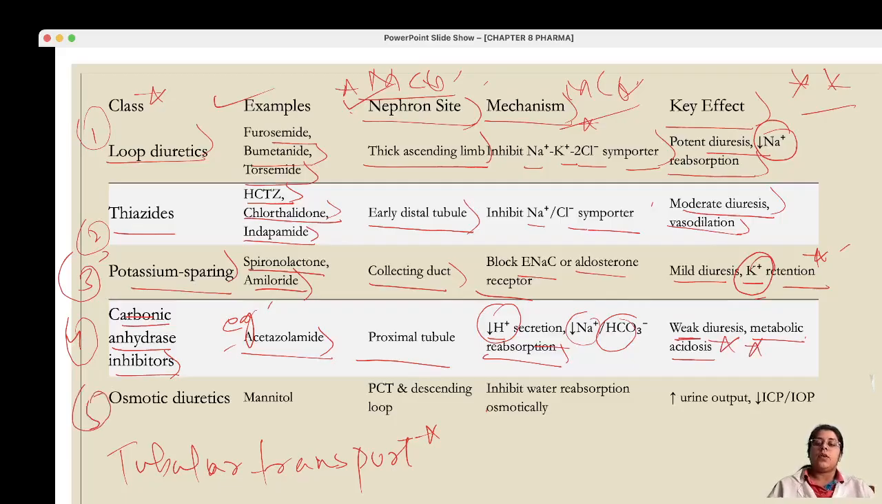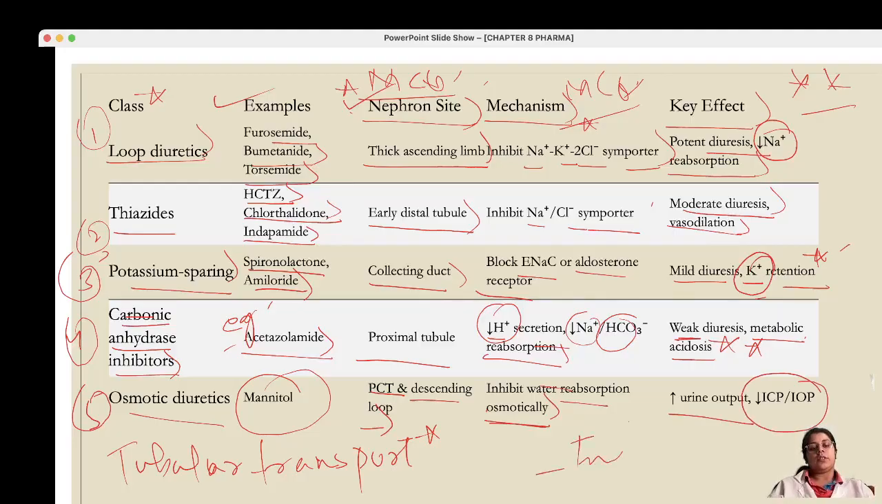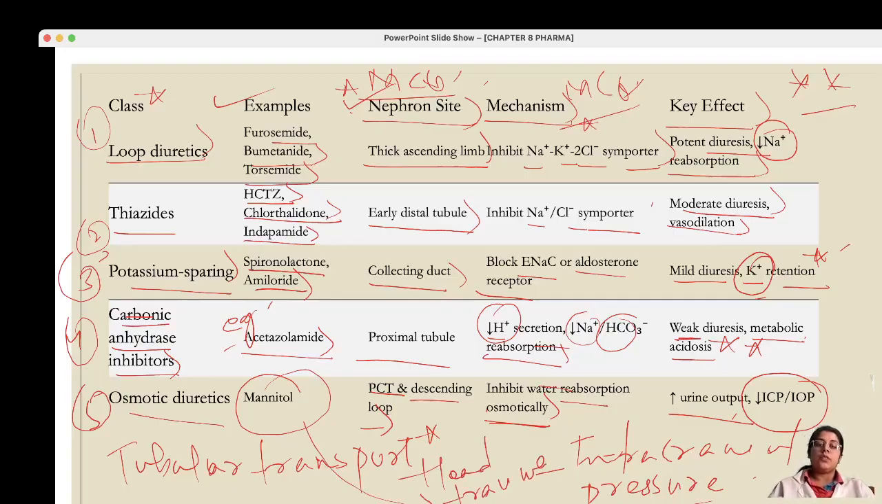And fifth is the osmotic diuretics, that is mannitol, most commonly used. It acts on the PCT and descending loop. It inhibits water reabsorption osmotically, and increases the urine output and decreases the intracranial pressure. Basically, this mannitol is used for any head trauma. So this table is very important. You need to know it.